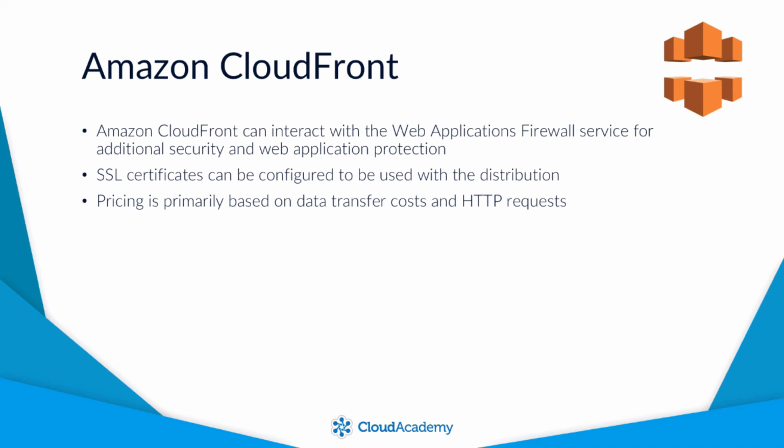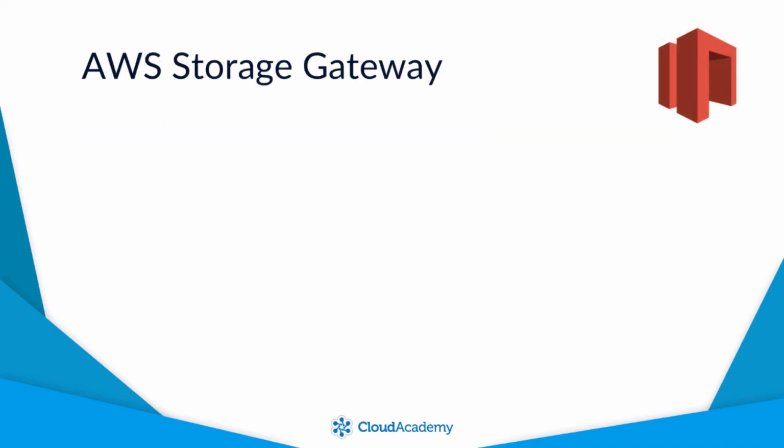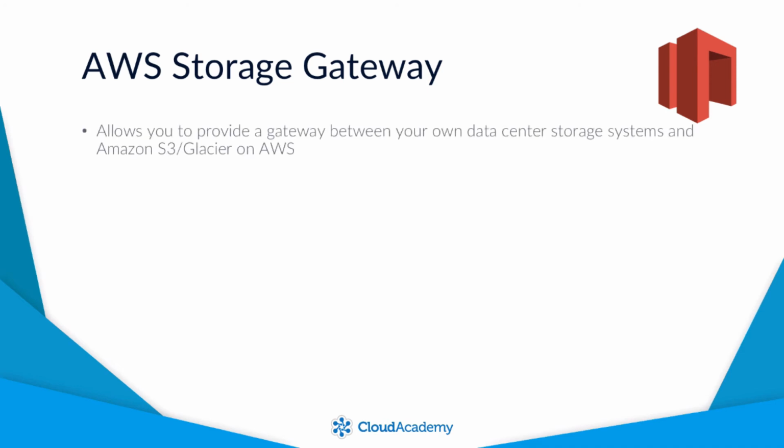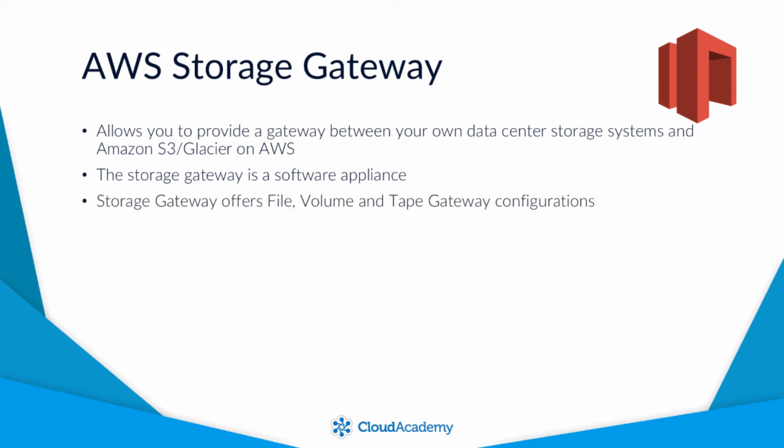Next up was the first lecture covering how we can migrate data into and out of AWS storage services, and here I looked at the AWS Storage Gateway. Storage Gateway allows you to provide a gateway between your own data center storage systems, such as your SAN, NAS or DAS, and Amazon S3 or Glacier on AWS. The Storage Gateway is a software appliance downloaded as a VM and installed within your own data center. The Storage Gateway offers file, volume, and tape gateway configurations.